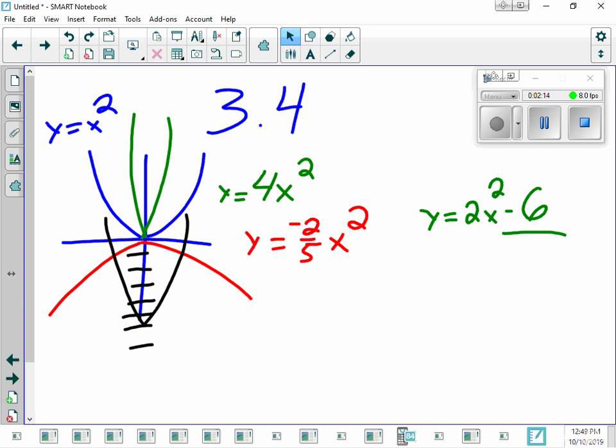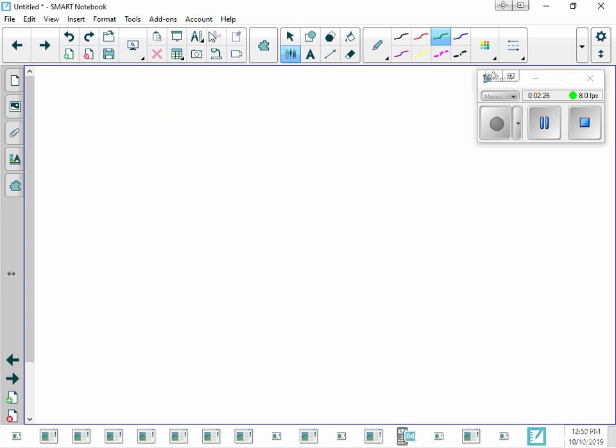The only piece we're missing is being able to move the graph to the left and to the right. And this is where it gets a little bit tricky because the x's don't work like you would expect. So if I had y equals (x plus 1) squared, we're adding 1 to every x value.